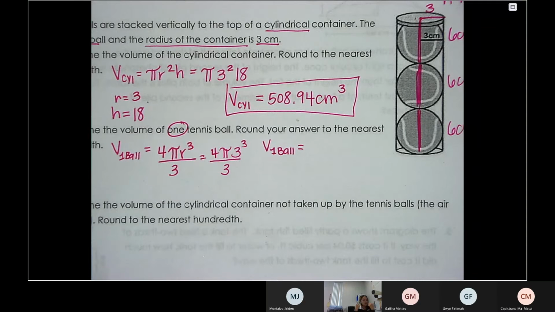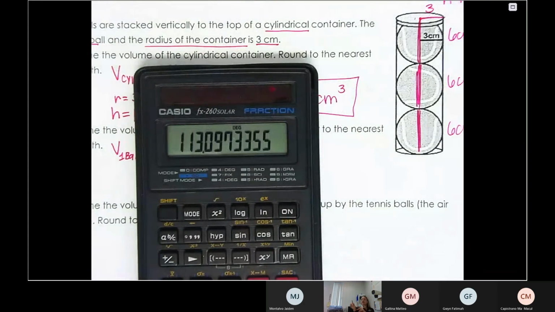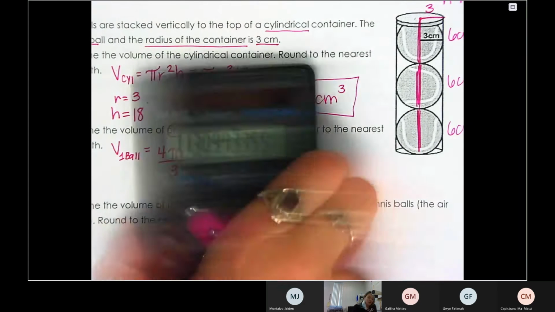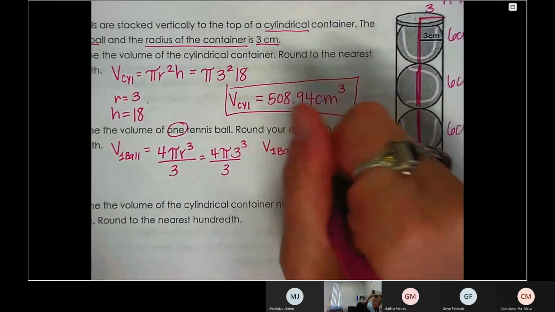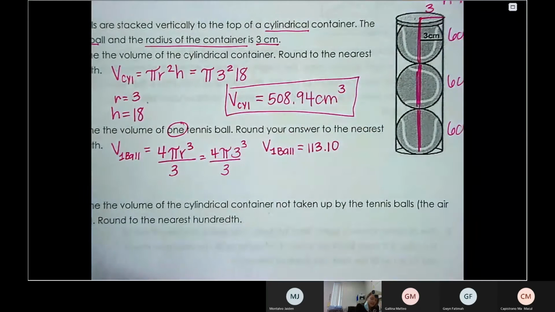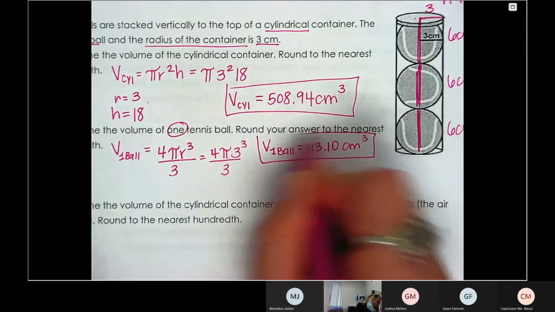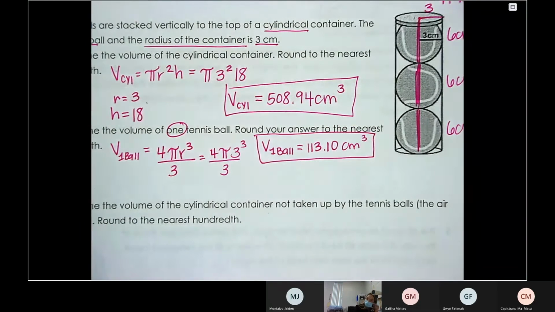All right, what did you get for the volume of 1 tennis ball rounded to the nearest hundredth? Beautiful. So it's 113.09. The number after is a 7, so we round 9 up to be 10. 113.10. Technically 0.1 is the same thing, but 0.10 centimeters cubed. Great. So now you've got the volume of one of the balls.